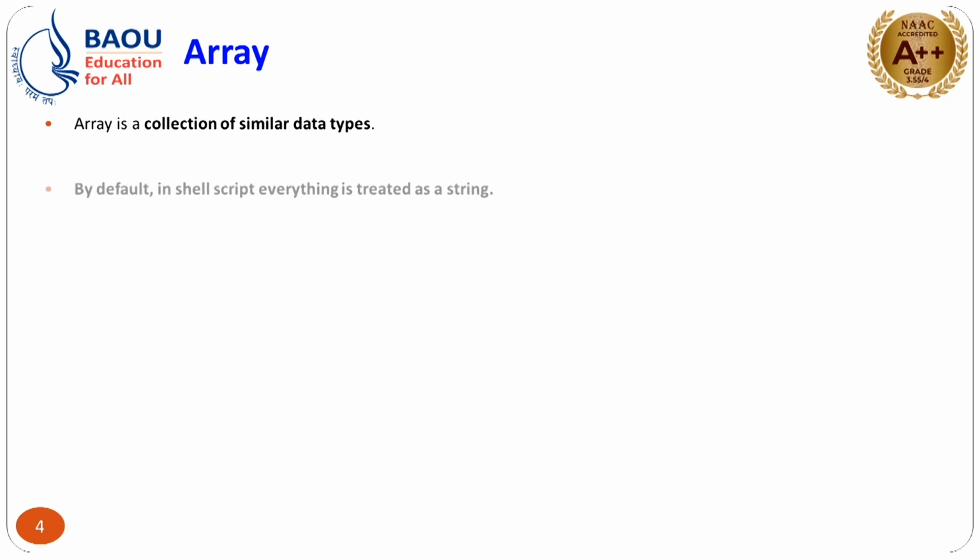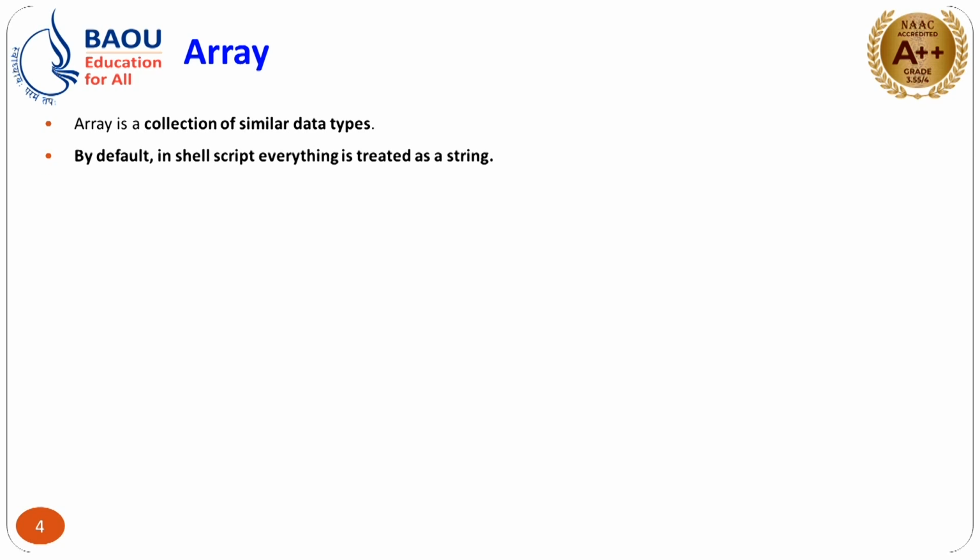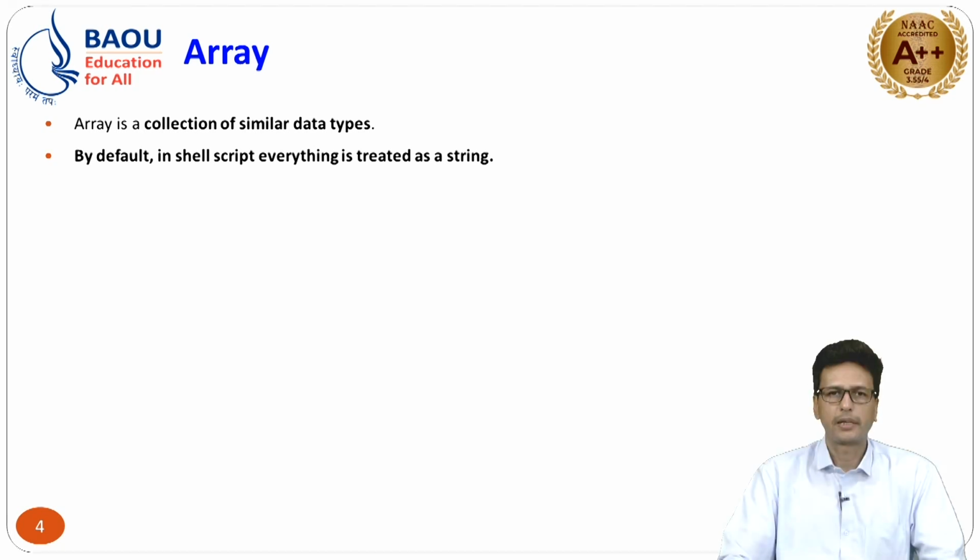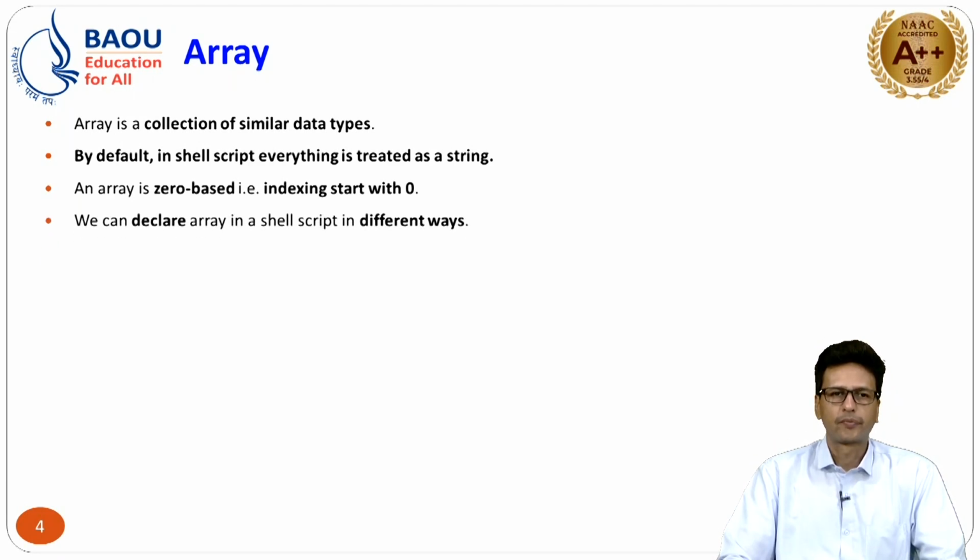Now, on the screen you can see what is array. It is a collection of similar data types. As you are already aware, in the different programming languages, the concept is the same. Array is nothing but the similar kind of values that you are storing. By default, string values can be stored in an array in Linux or Unix operating system. In shell script, everything is treated as a string. Index value starts with 0. Whenever you are storing multiple values, you can track them based on an index value, and that index value starts with 0, right?